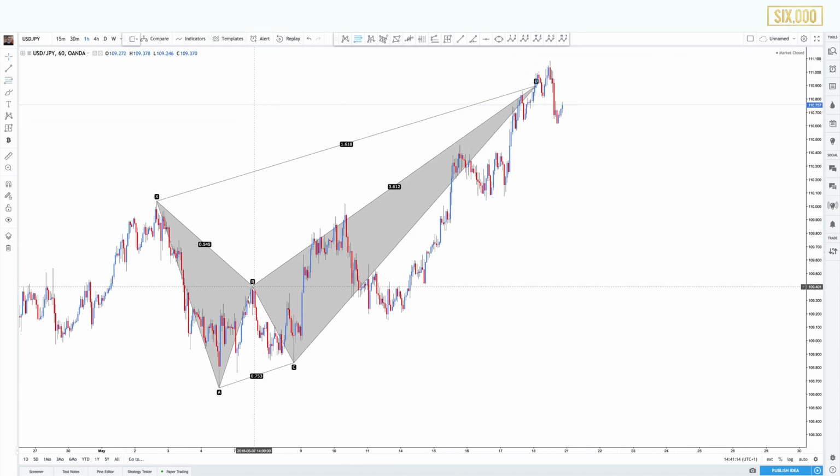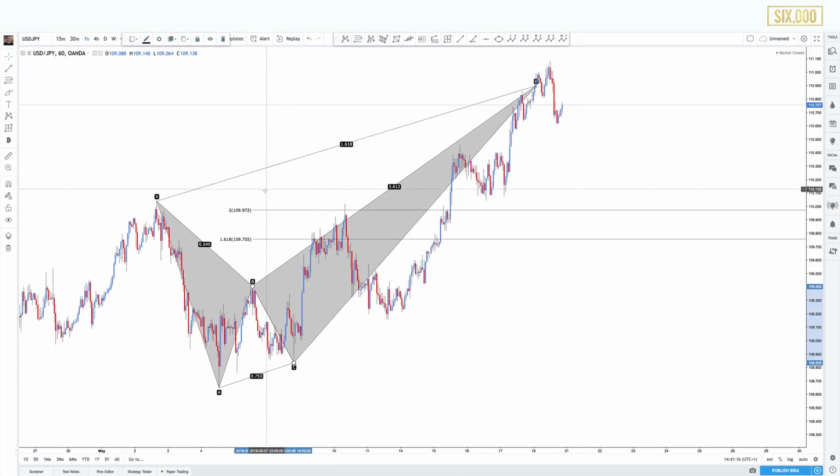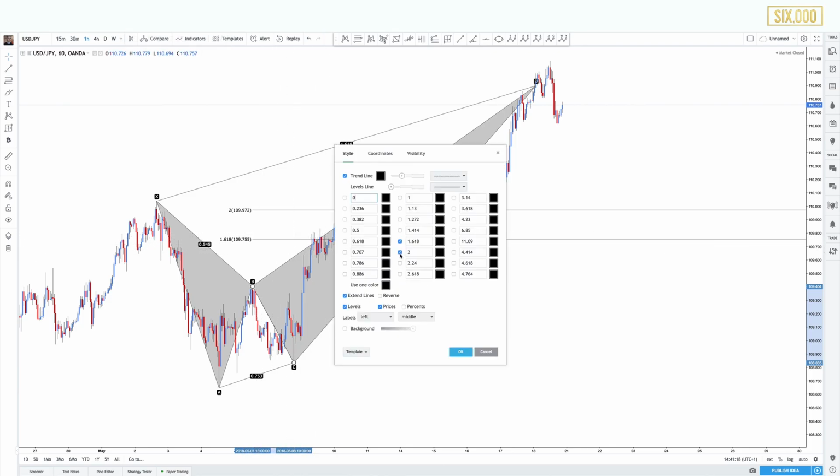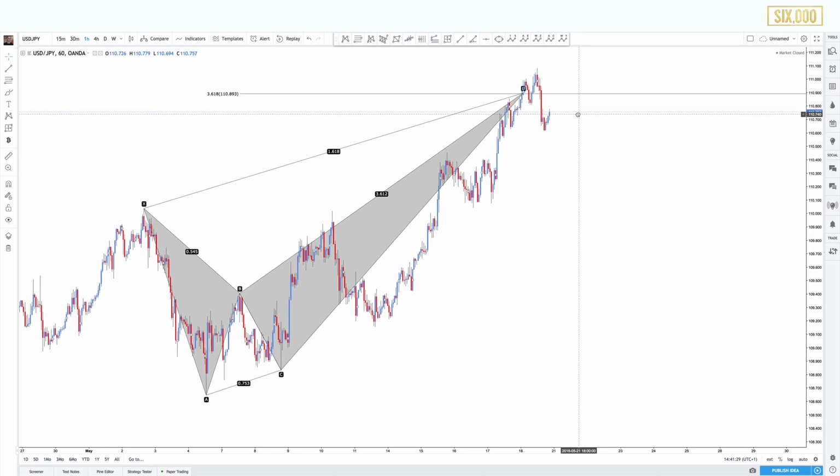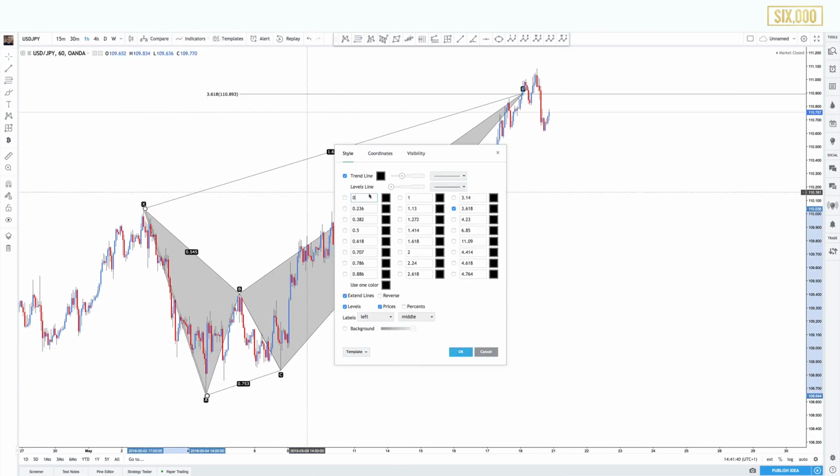And we can see, just drawing in this BC projection, how closely this 3.618 forms to the 1.618. It's almost exactly the same price level. And that's really what we're looking for. It's a nice confirmation. As soon as price confirms the 1.618, and I'll just draw that in for you. I'm sure you're more than aware where it completes by now.